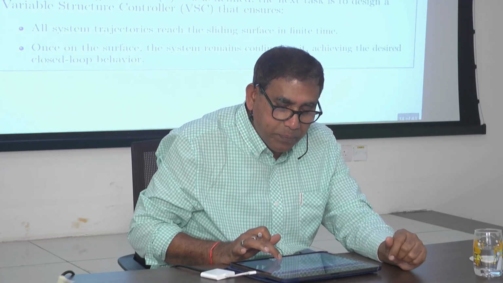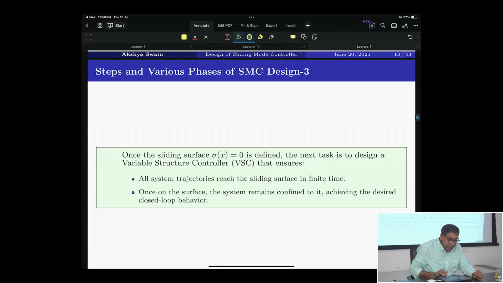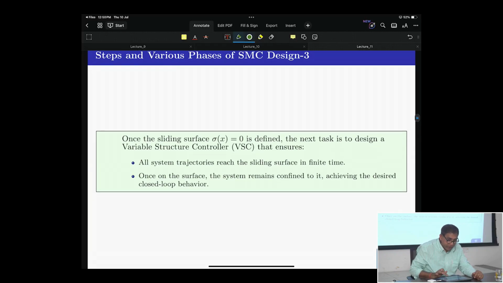Once the sliding surface is defined, the next task is to design a variable structure controller that ensures all system trajectories reach the sliding surface in finite time. Once on the surface, the system remains confined to it. That we have to see.